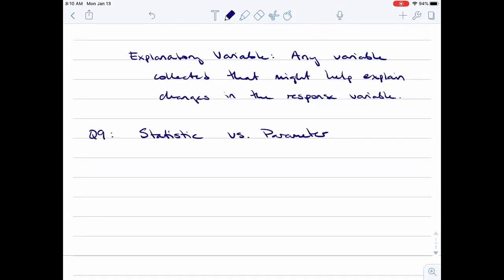So a statistic is anything that we've measured that's coming from a sample, right? And so just S and S, right? Statistic, a sample. And a parameter is anything that we've measured that comes from a population, P and P.